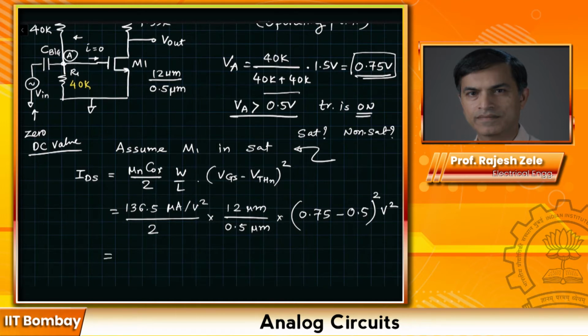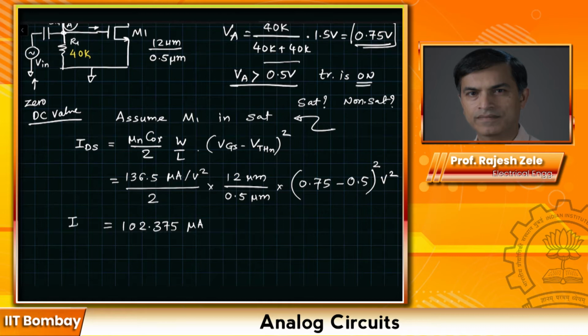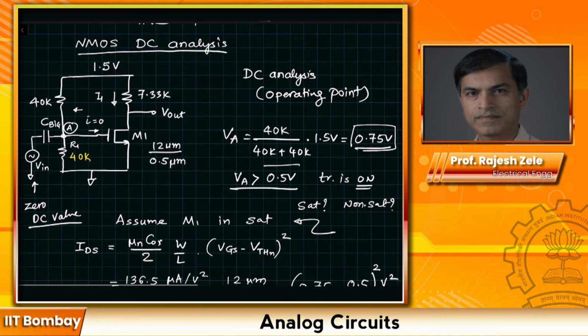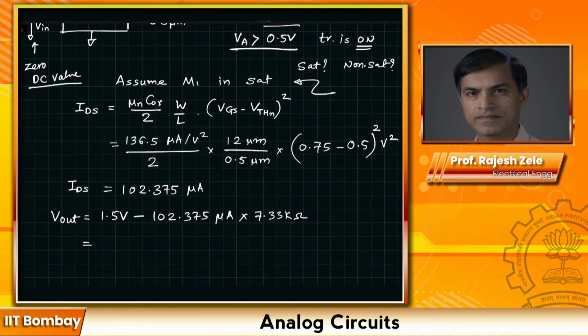I would like you to do the calculation yourself. Pause the video. So this would be your drain to source current, assuming the transistor is in saturation, and the output voltage V out will be equal to 1.5 volts minus 102.375 microamps multiplied by our resistance at the drain, which was 7.33K. So IDS is going to flow here and you will have an IR drop here. IDS multiplied by 7.33K, and that would give you the output voltage. And you can calculate this number will come out to be 0.749 volts. Again, we are computing only DC quantities.